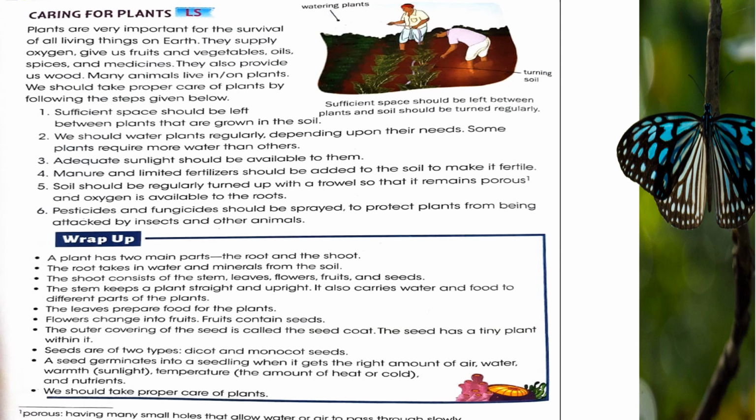Fifth, soil should be regularly turned up with a trowel so that it remains porous and oxygen is available to the roots. Sixth, pesticides and fungicides should be sprayed to protect plants from being attacked by insects and other animals.